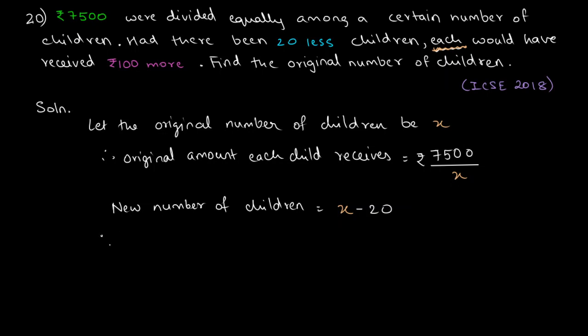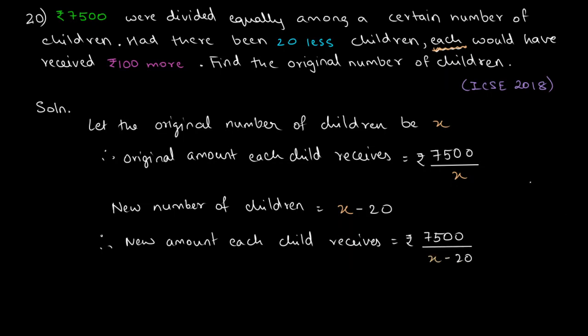So therefore, the new amount each child receives will be, the total is still 7,500, divided by the number of children, which is x minus 20. So in the original condition, each child was receiving 7,500 upon x. In the new condition, each child is receiving 7,500 upon x minus 20, and they've given us a relation between these two values. That is that in the new situation, each child receives rupees 100 more.